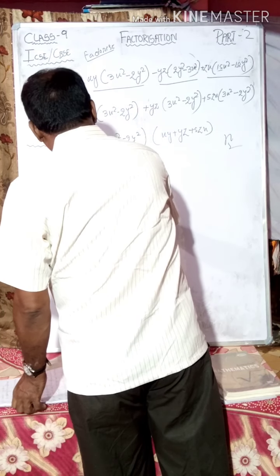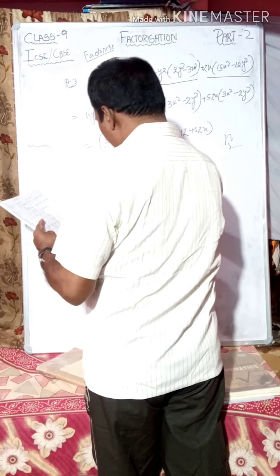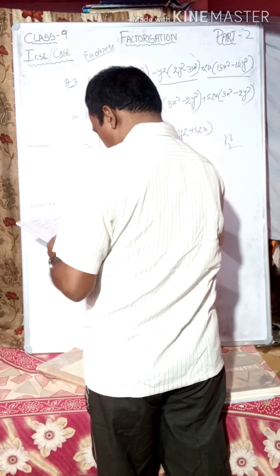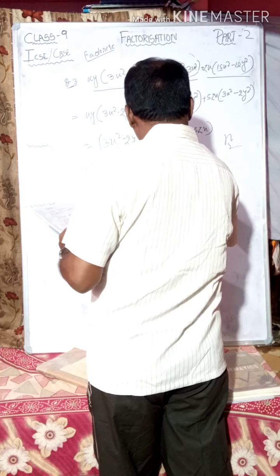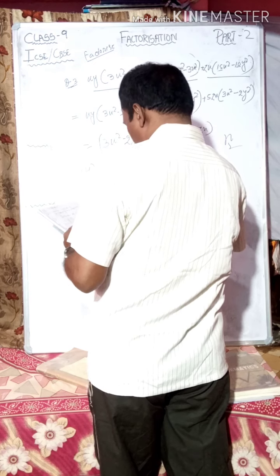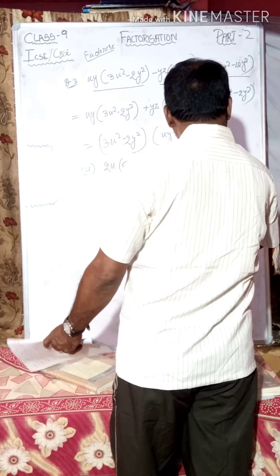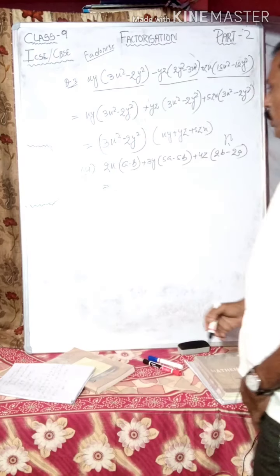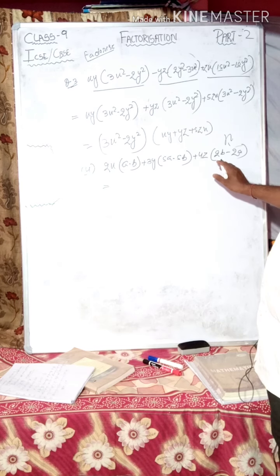question number 4. 2x whole into a minus b plus 3y whole into 5a minus 5b plus 4z whole into 2b minus 2a. Look, same type of question. 2x whole into a minus b plus 3y whole into 5a minus 5b plus 4z whole into 2b minus 2a.